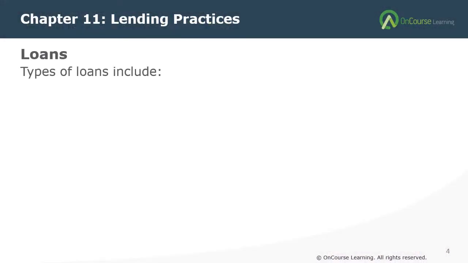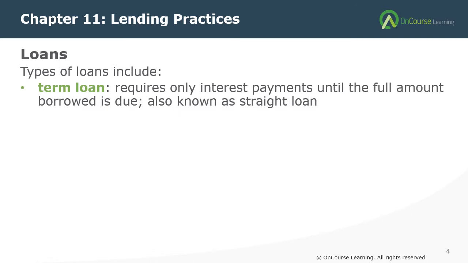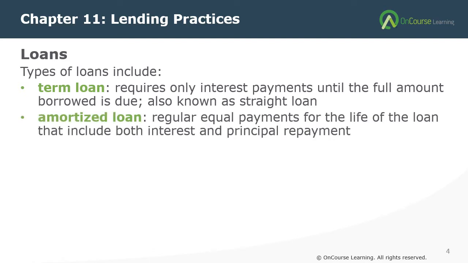Here are some different types of loans. The term loan is a loan that requires only interest payments until the full amount or the principal amount is due. This is also known as a straight loan. An amortized loan has equal payments for the entire life of the loan. Those payments include parts that belong to repayment of the principal as well as payment of the interest charged by the lender.